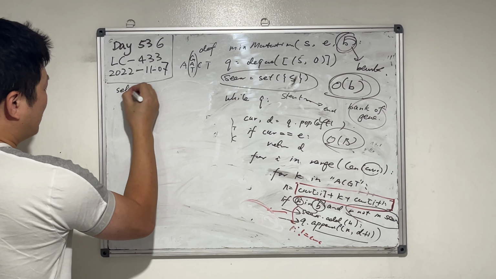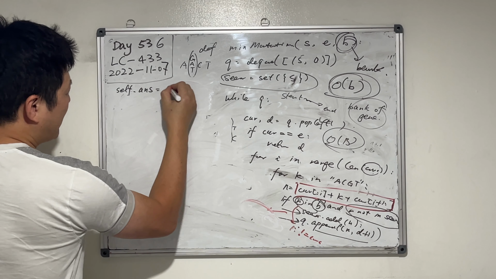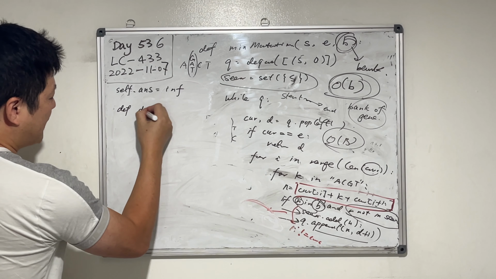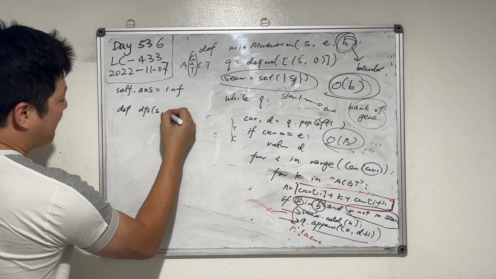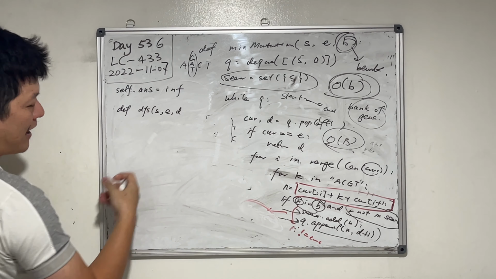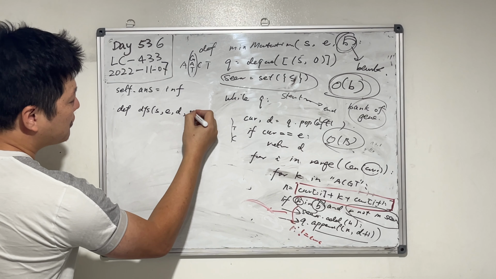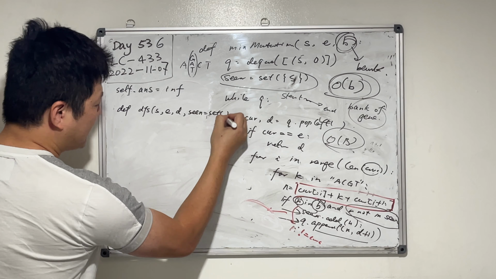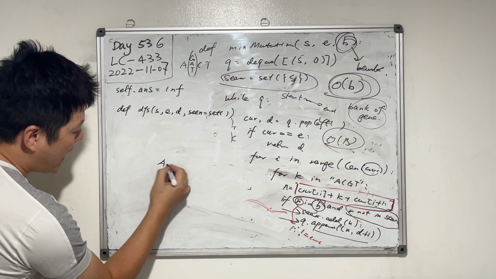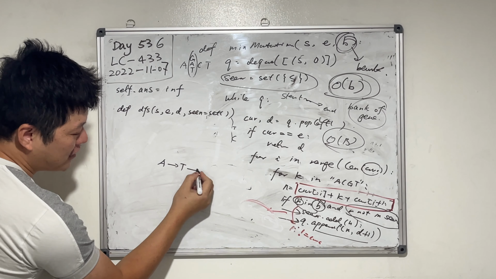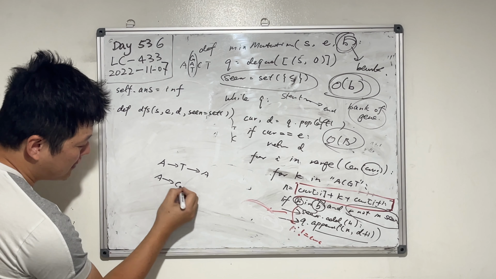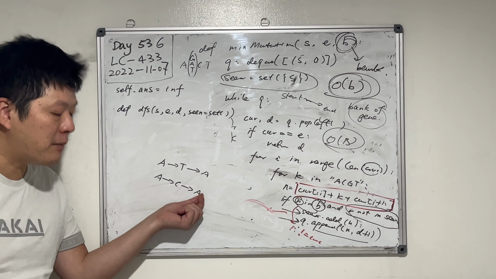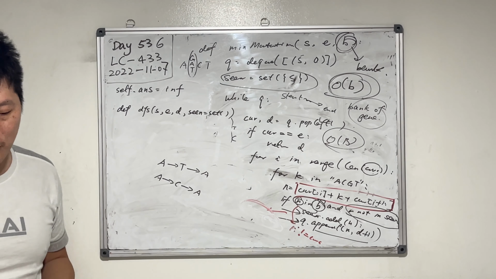First of all, set the answer to infinity, because we haven't found it. Define depth search. We want to have start, n, current distance, current steps, and we need a hash table to remember the nodes we have visited. Because of mutation, if A changes to T, T might change to A again. A changes to C, C might change to A again. We don't want that.